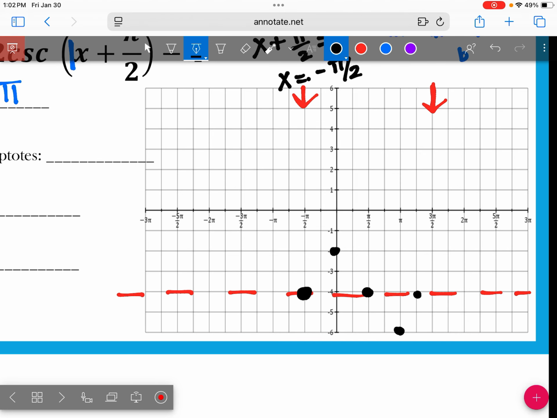So I'm going to keep going because I want to fill up my graph. I didn't skip a point. Let me fix that. I want you to keep doing that pattern as far as this covers the whole graph.